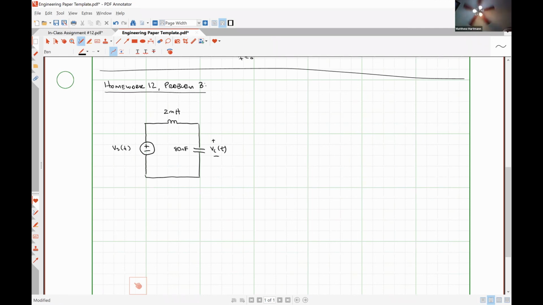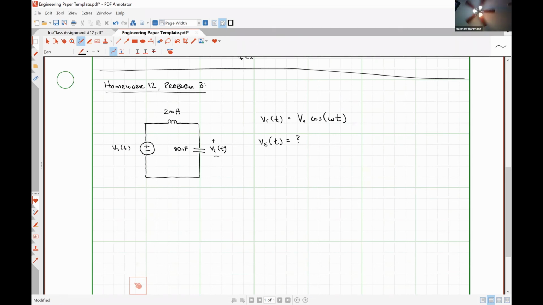We are told that if VC of t has some form, in this case a sinusoidal function, how can we find the Vs of t? So this is a single loop circuit, right? All of the elements are connected in series. So for a single loop circuit, how do we usually approach a problem?